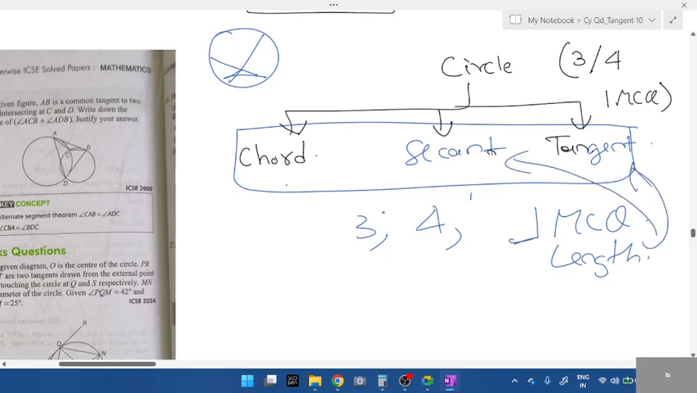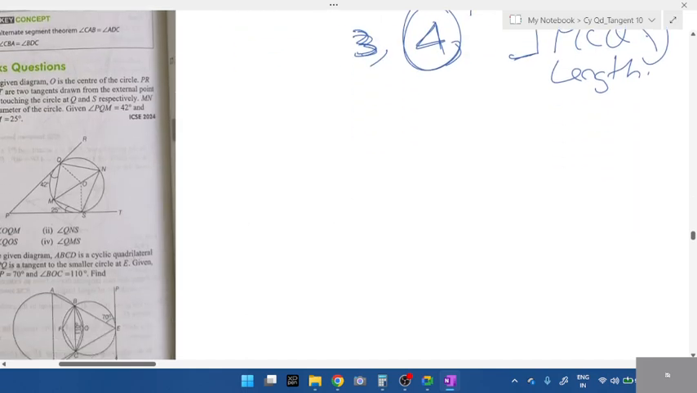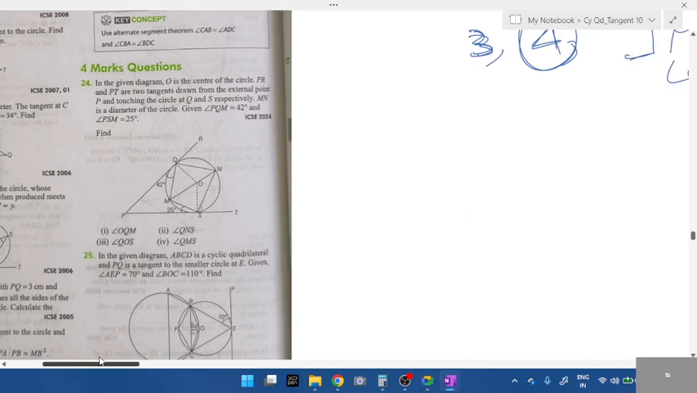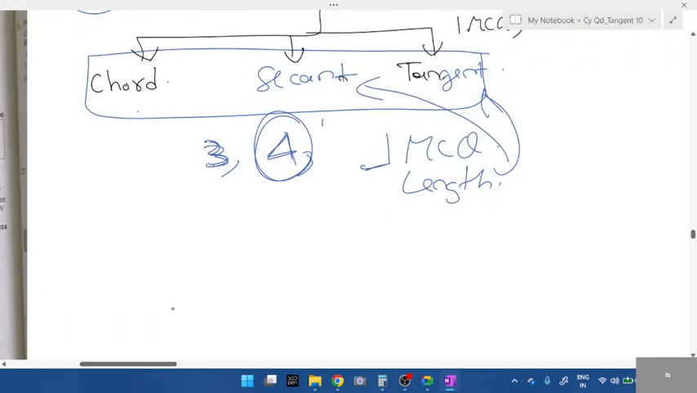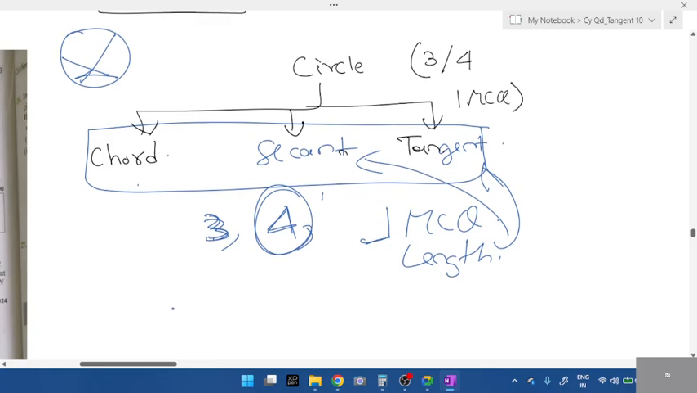MCQ only this 3 and 4. When they give 4 marks, you'll have complicated questions like this. Look at the 4 marks. Yes, in the compulsory section A, you'll have one compulsory question for 4 marks, students.